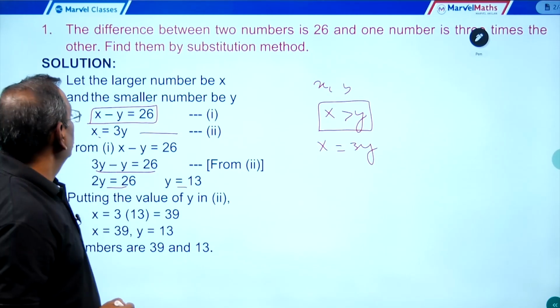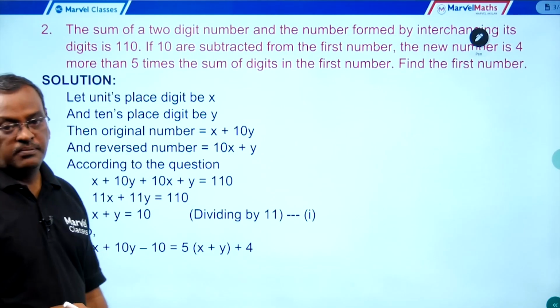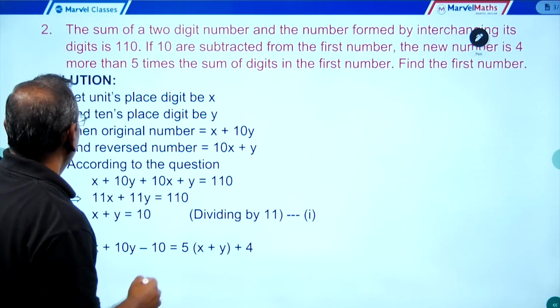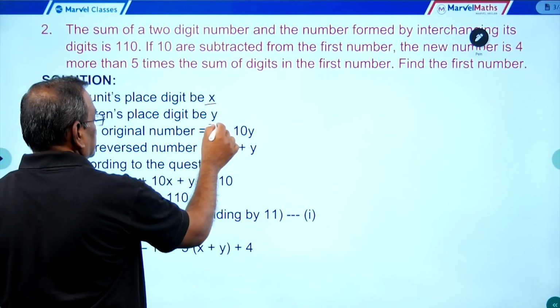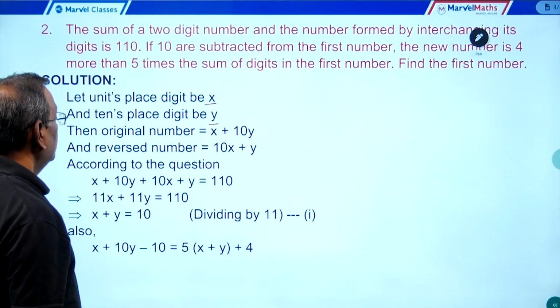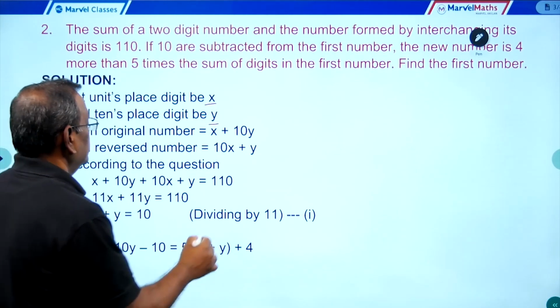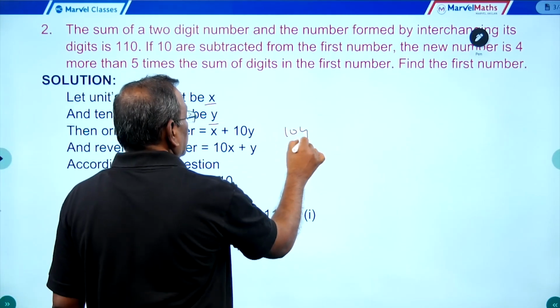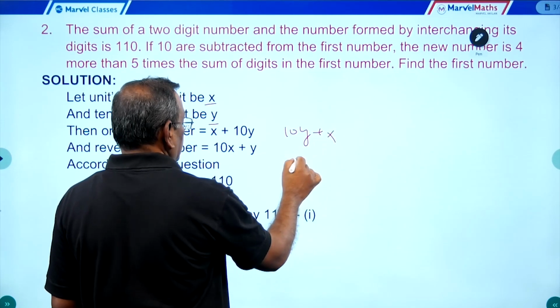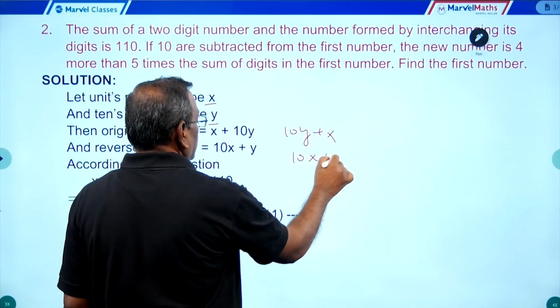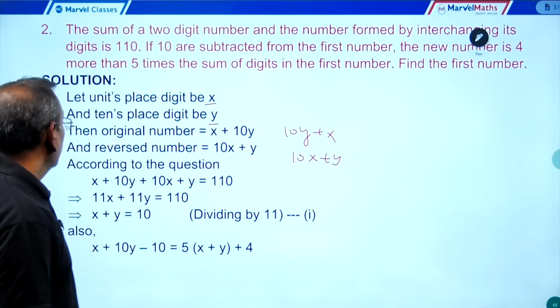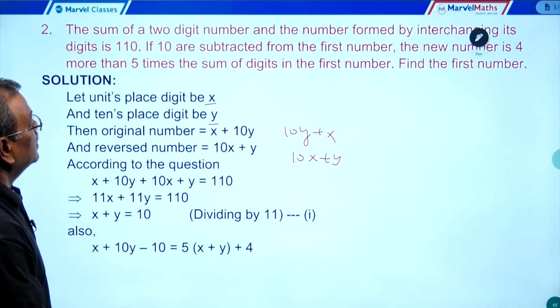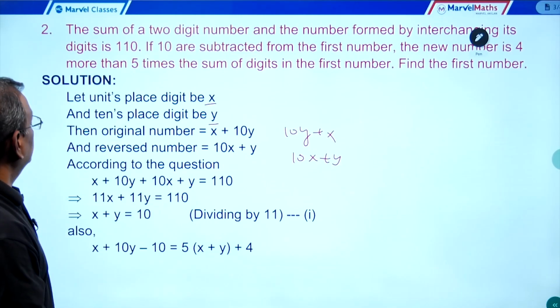And type 2, 2-digit number problems. Let the unit place be x and tens place be y. Therefore, the number, you can write 10y plus x. And what is the reverse order? Reverse order is 10x plus y. The first condition, sum of 2-digit number and the number obtained interchanging the digit is 110.